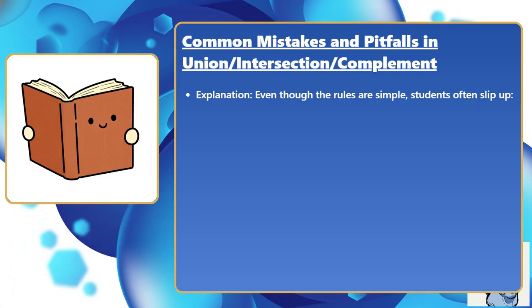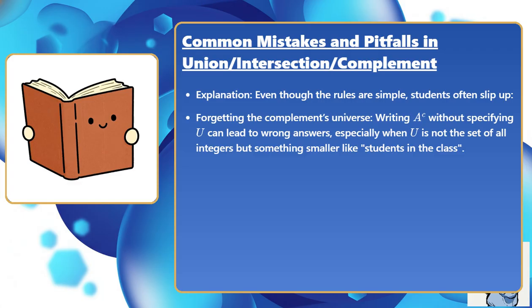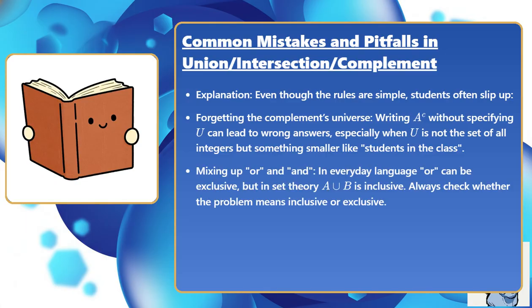Even though the rules are simple, students often slip up. Forgetting the complement's universe: writing a complement without specifying U can lead to wrong answers, especially when U is not the set of all integers but something smaller like students in the class. Mixing up "or": in everyday language "or" can be exclusive, but in set theory A union B is inclusive. Always check whether the problem means inclusive or exclusive.